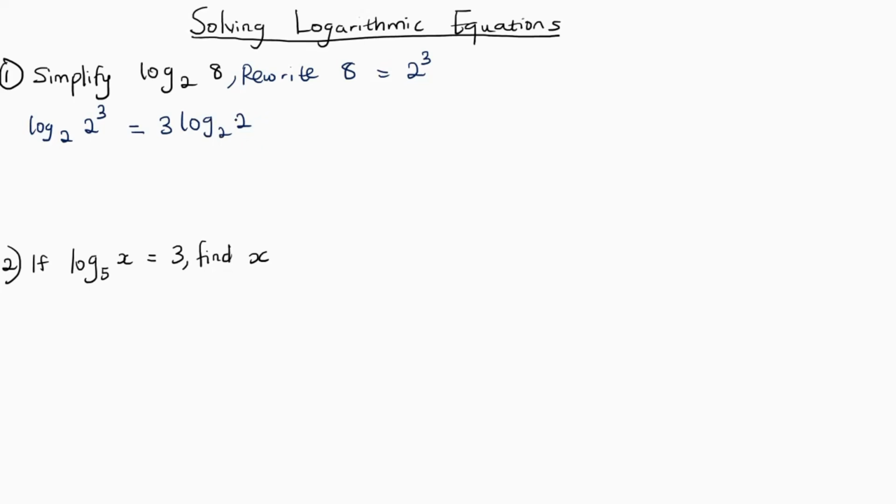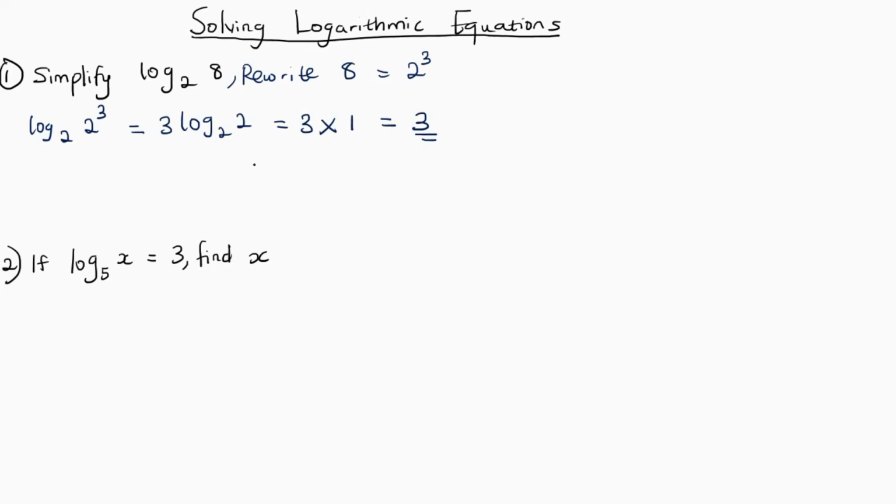Now in the previous video about introduction to logarithm, I talked about a property of logarithm that states that the logarithm of the base to itself is always 1. So this is log 2 of 2, which is the same thing as 3 times 1, since the logarithm of the base to itself is always 1. So 3 times 1 is going to give us 3. So that is the answer to this question.